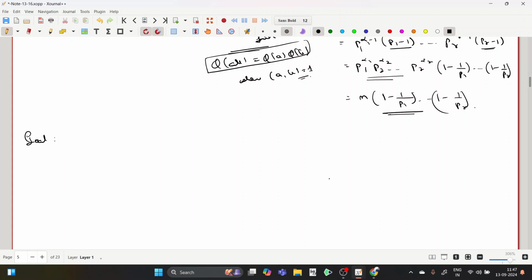Goal: proving the multiplicative nature of phi using algebra, or specifically using rings.